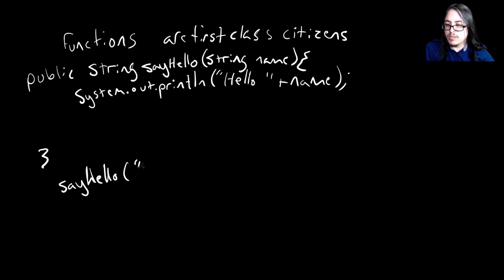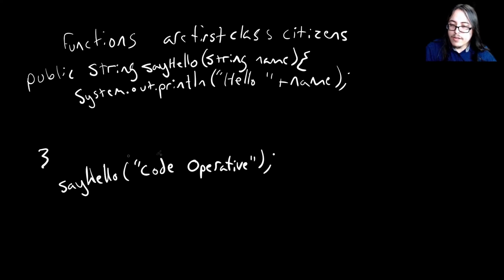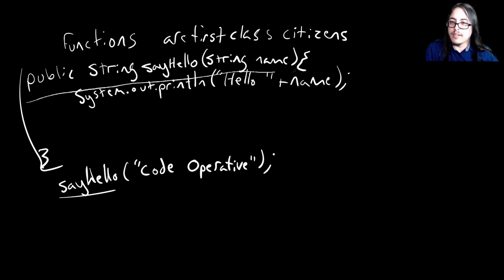So this is the method, and then when you want to call that method, you have to say hello code operative. Okay. And now this will print out to the console saying hello code operative. So this is the method call, and this is the method definition, and this is the method header.